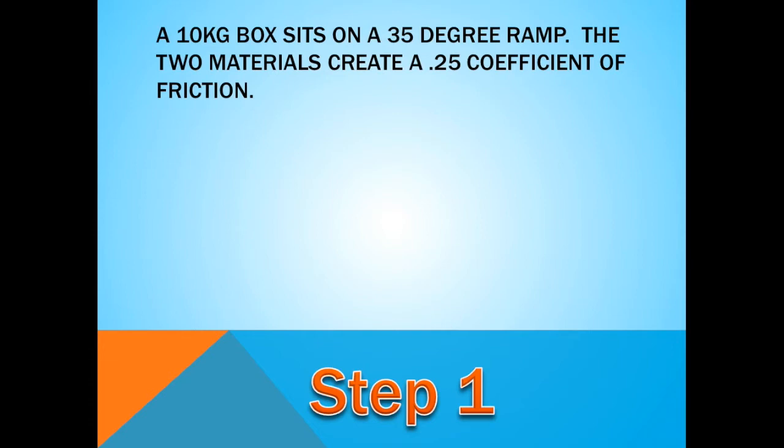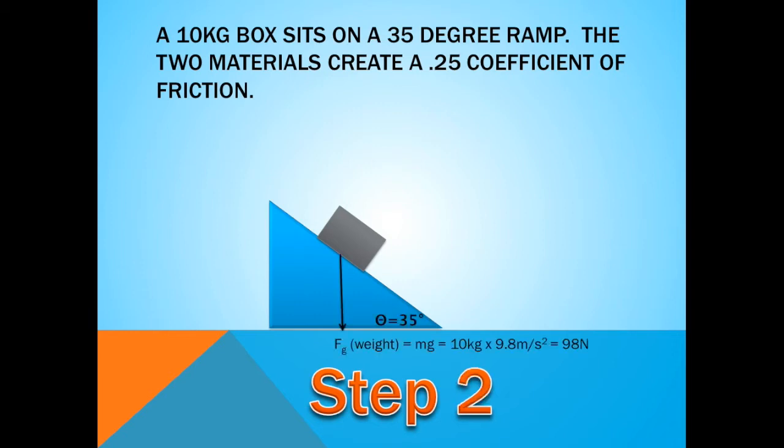As always, the first thing we're going to do is get a drawing to give us an idea of what we're doing. So we're going to draw our ramp, and we're going to place our box right on top of it. The one thing to remember is, as always, gravity doesn't care that it's an angle. Gravity is going to pull it down. So we have to consider that gravity is still pulling it down, but it is sitting at an angle, or theta, of 35 degrees.